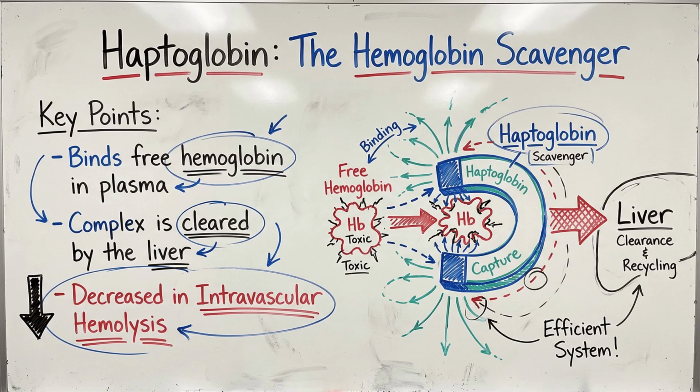Haptoglobin rushes in to bind it all up. And because it gets used up so quickly, its levels in the serum drop significantly, often becoming undetectable. This makes a decreased haptoglobin level a really important indicator, especially for intravascular destruction. Now let's put all these pieces together to see the full picture.